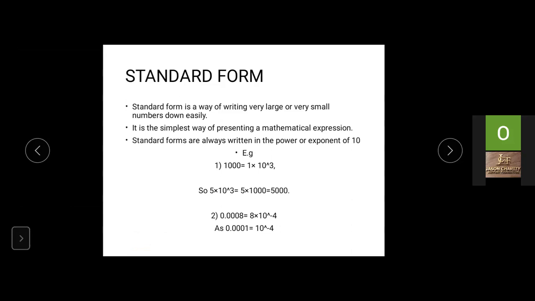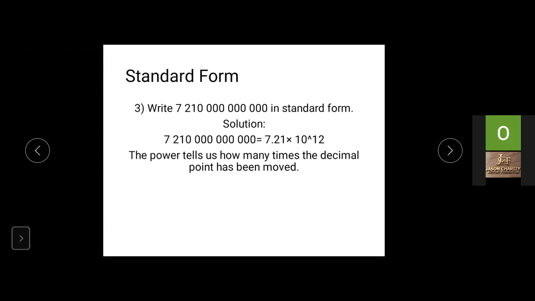That means there's a decimal point in this number before. So the decimal point moved from where it was to after 8, because it is written as 8 times 10 raised to the power of minus 4. Now, how many times did the decimal point move? If we count, we have 1, 2, 3, then 4. So that's what gives us 8 times 10 raised to the power of minus 4. So our power tells us how many times the decimal point moved.